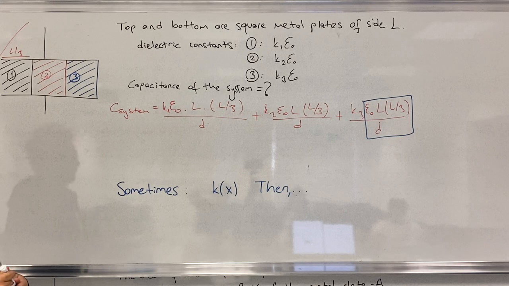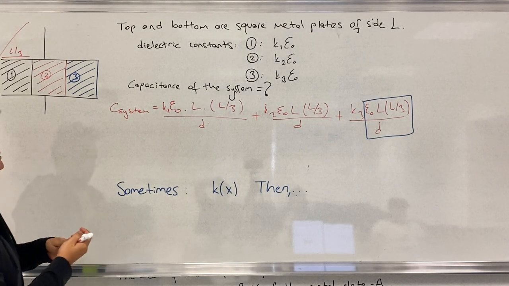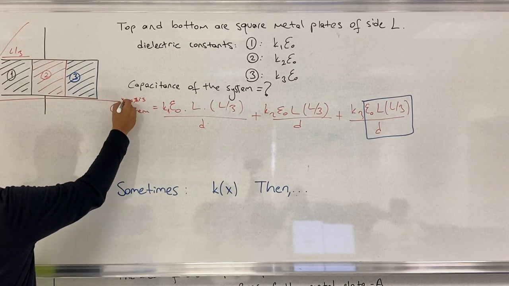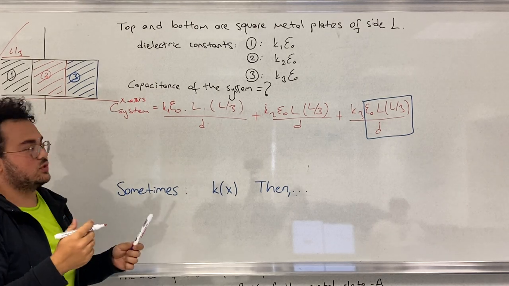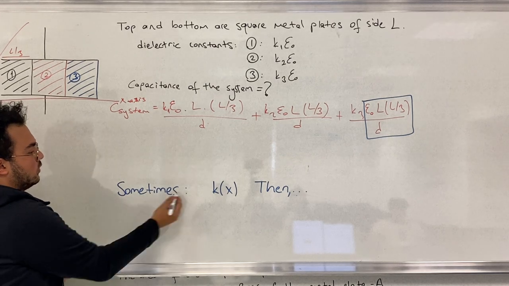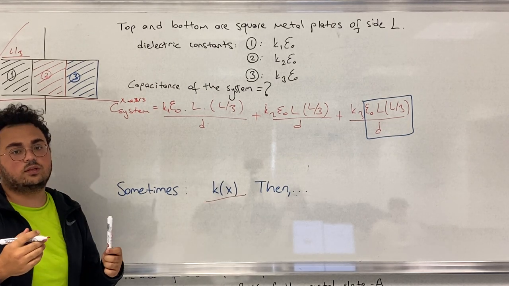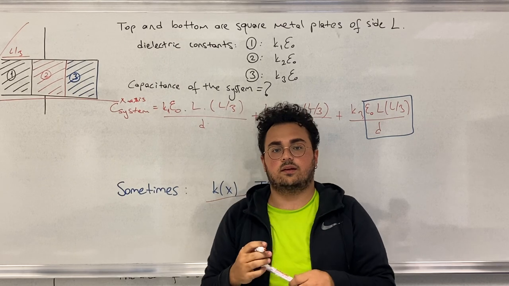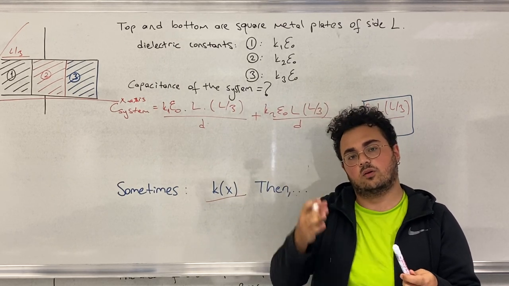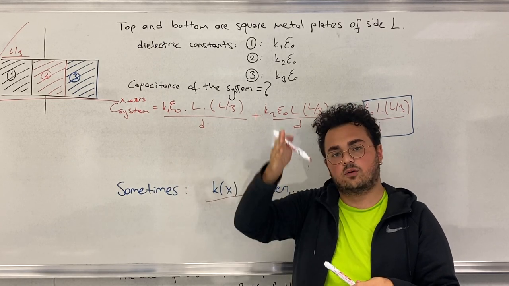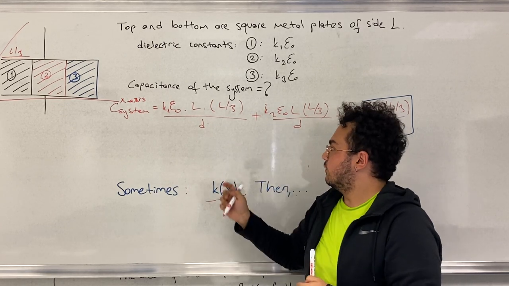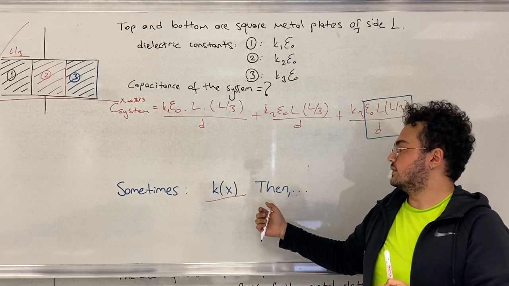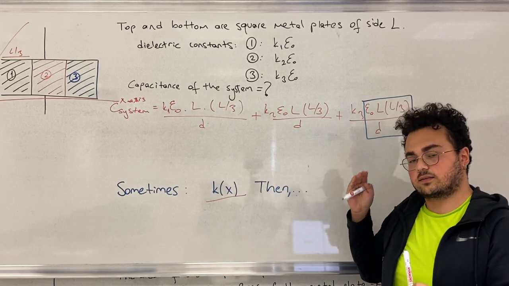I want to show you something. Sometimes the question says, as you go along the x-axis, the dielectric constant always changes. There is a formula in the question. So when that's the case, you need to take the integral over the x-axis, because the integral means summing all capacitances, actually for the infinitesimal areas. So what you should do when you see the dielectric constant as a formula of x is to integrate over the x-axis. So that was the video.